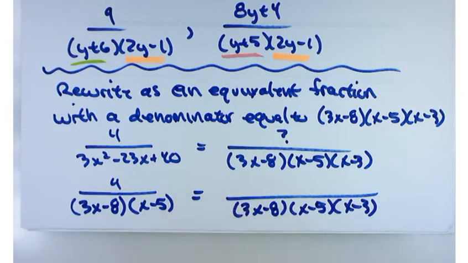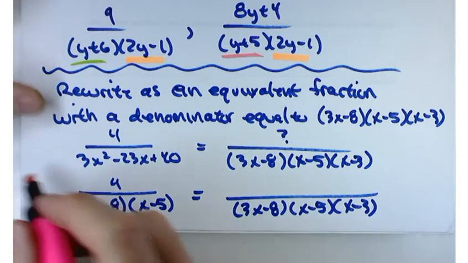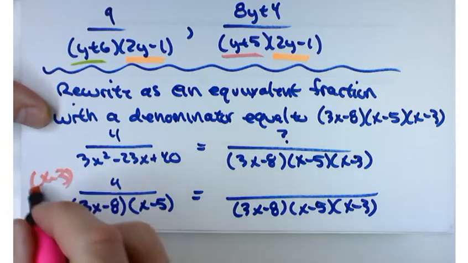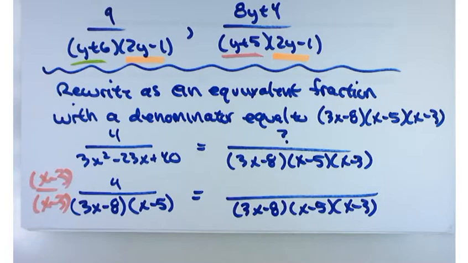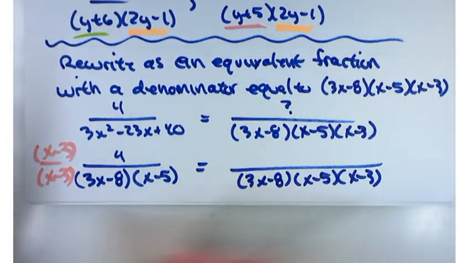Now that everything's factored, hopefully this doesn't look as daunting as it just did. What's missing here that I have over here? Yeah, x minus 3. So let's introduce that. I'll multiply by x minus 3 over x minus 3. Notice you have to do it in the numerator and denominator. Effectively, that's multiplying by 1. Multiplying by 1 doesn't change the value, but it will change how it looks in this case.